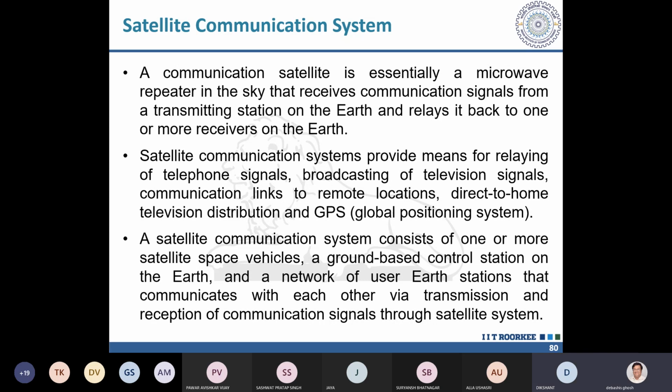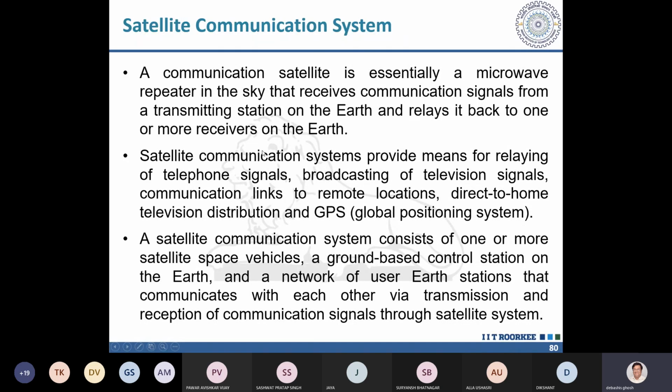For satellite communication, however, the microwaves can penetrate through. Again, you will study why the condition is different for certain frequencies. So they can penetrate through the ionosphere and reach the satellite, and the satellite will relay it back to one or more receivers on the earth.